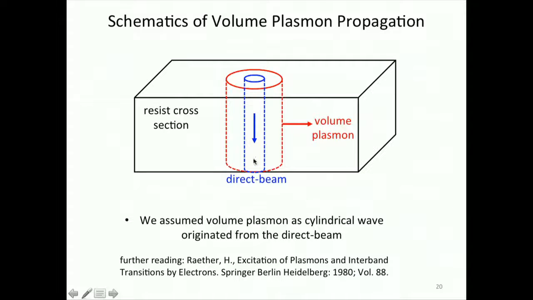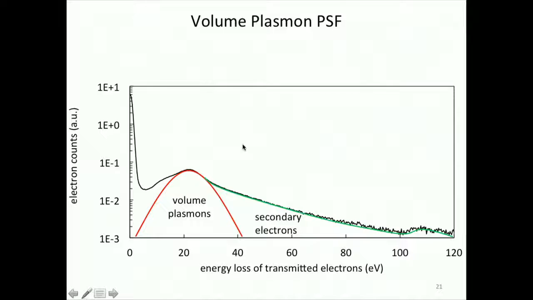You have the direct beam coming through the resist, and perpendicular to the direct beam, we're going to have a volume plasmon, which we're going to treat as a cylindrical wave originating from the direct beam. I would like to measure how this volume plasmon deposits energy in the resist. So here's again the volume plasmon peak as we discussed, and we're going to consider that everything else here is due to the generation of secondary electrons.